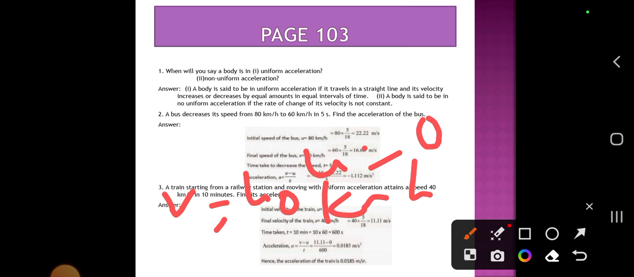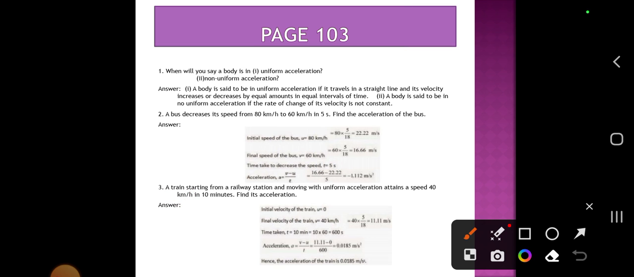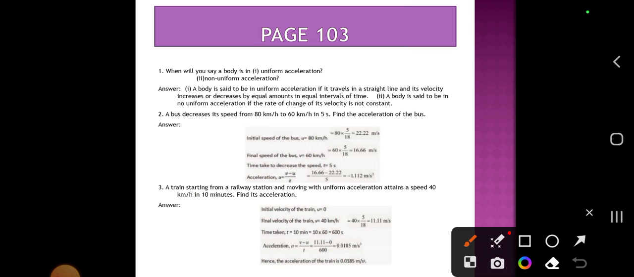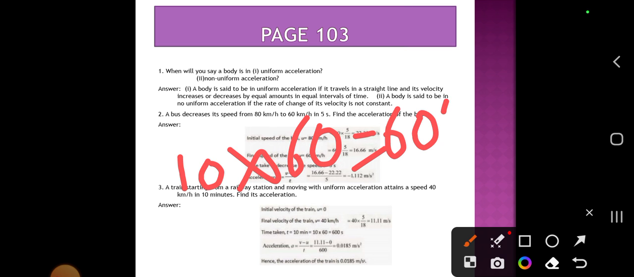Again, we know the word acceleration comes, so we have to convert this 40 km per hour into meter per second. For that, we will get 11.11 meter per second. Now, the time taken is 10 minutes. It is also given in minutes, so we need to convert this 10 minutes into seconds. So we will get 600 seconds.